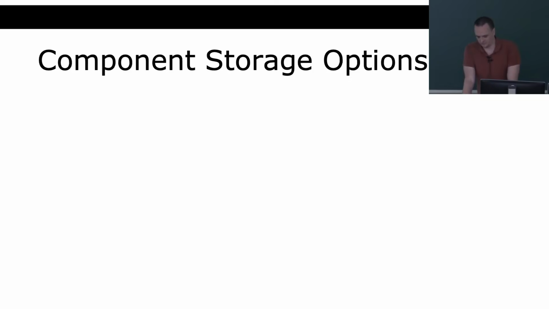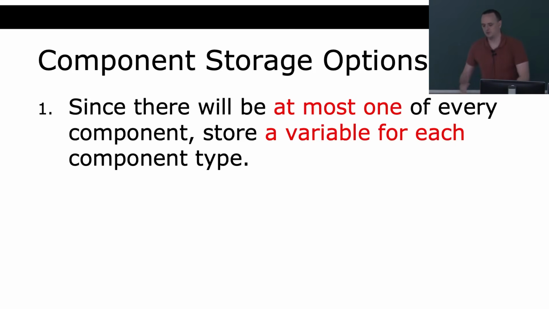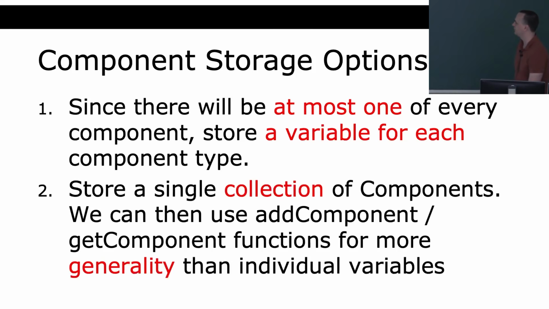So, component storage options. One, the first thing we could do is say, okay, since there will be at most one of every component, I could literally just have my entity class store one variable for each possible component that there could be. We'll look at that in a second. It has its pros and cons. Or what we could do, and as good computer science students, you probably already realize that this is what we're going to end up doing, is have some sort of collection of components, some data structure that holds all of our components, and then we can use functions like add component, get component, remove component for generality instead of directly accessing the variables within that class.